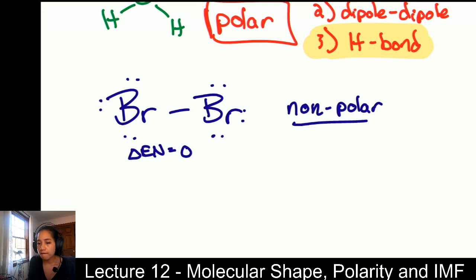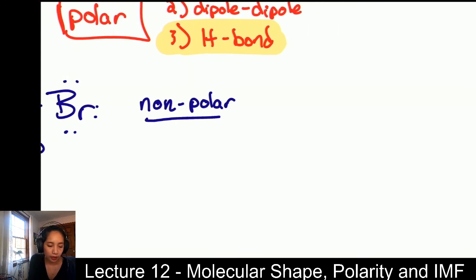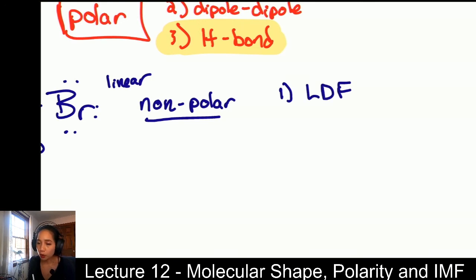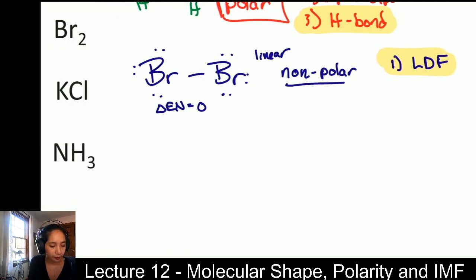All right. So the only intermolecular force possible for this compound is London dispersion. It can't do dipole-dipole because there's no permanent dipole. It can't do hydrogen bonding because there's no hydrogens. So London dispersion is our dominant intermolecular force present in diatomic bromine.